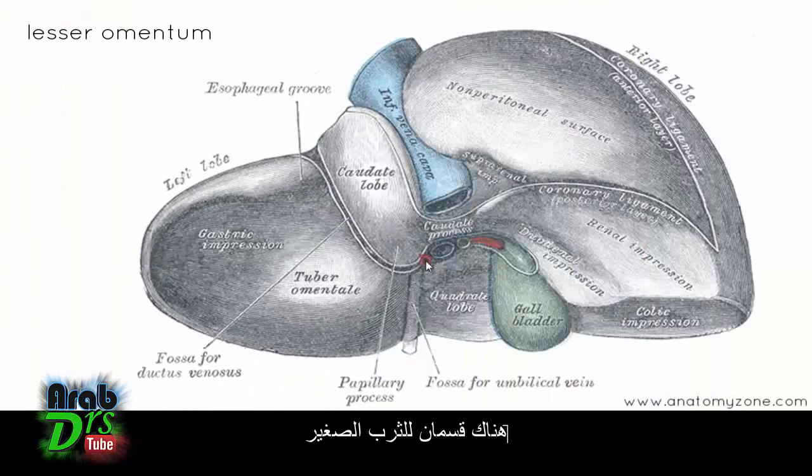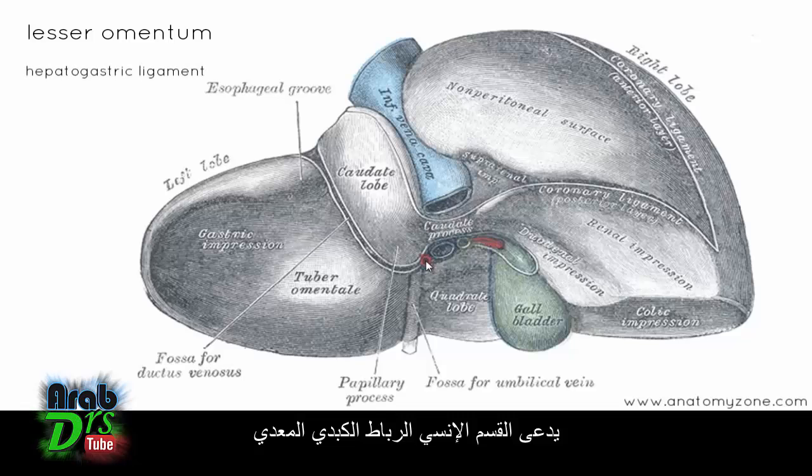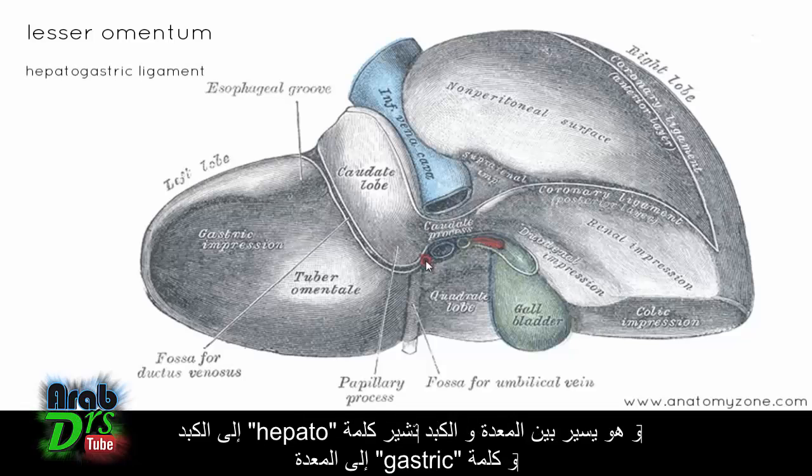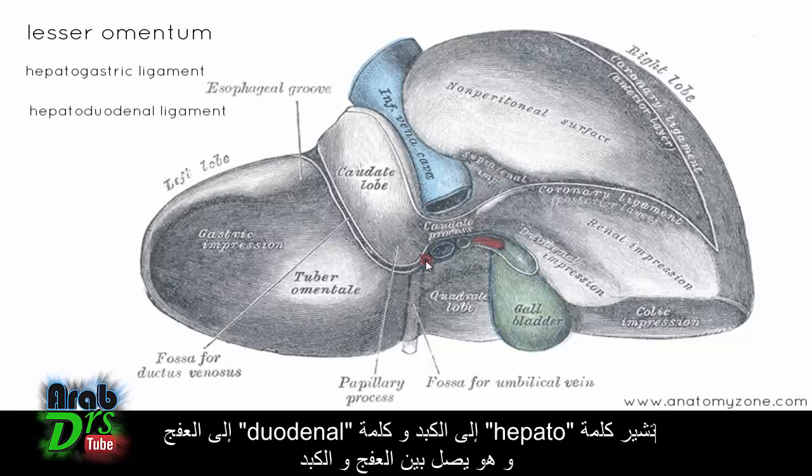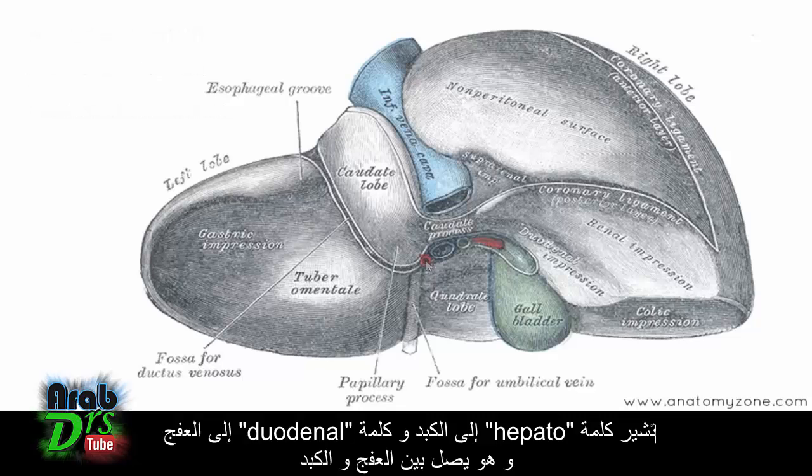So there are two parts to the lesser omentum. You've got a medial and a lateral part. The medial part is called the hepatogastric ligament, and this runs between the stomach and the liver. So hepato, liver, gastric, stomach. And the lateral part is called the hepatoduodenal ligament. So hepato, liver, duodenal referring to duodenum. So this passes between the duodenum and the liver.